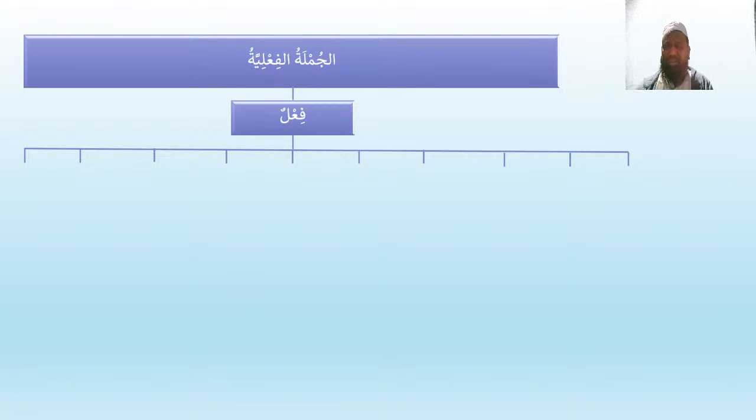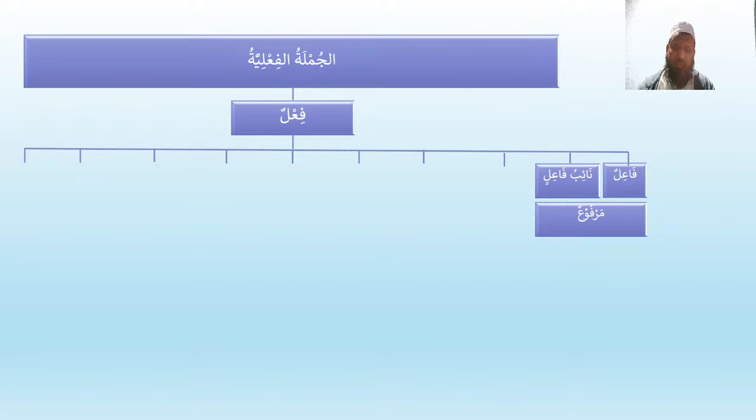So far we've been doing al-jumlatul fi'liya, and jumla fi'liya has many slots. The main slot is the fi'l. A jumla has to start with a fi'l. That is why the name is al-jumlatul fi'liya. It has all these slots. Number one is fa'il or na'ibu fa'il, and the i'rab of these two is always marfu', and the rest of the slots are mansub.